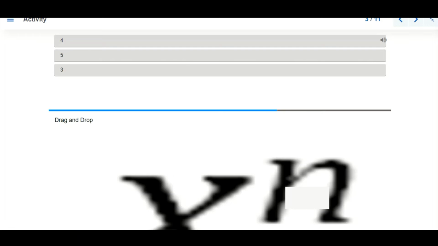Now let's look at this expression. This is x and this is n. X will serve as what? This should serve as our base number and the index number is n. So the index number is n. Let's check. Let's see what we have. So we are actually correct.